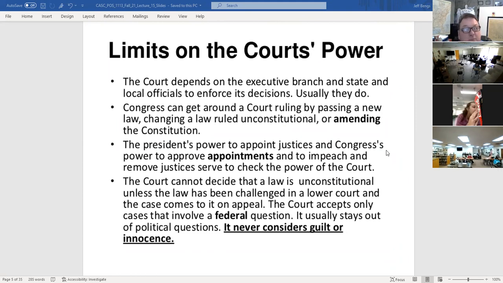All right. What are the limits on our court's power so that they don't become a ruling body that abuses their power? Well, of course, there is the checks and balances with the other two branches of government. And if the Supreme Court rules on a law that is unconstitutional, they have to depend upon the executive branch as well as the state branches to enforce their decisions.